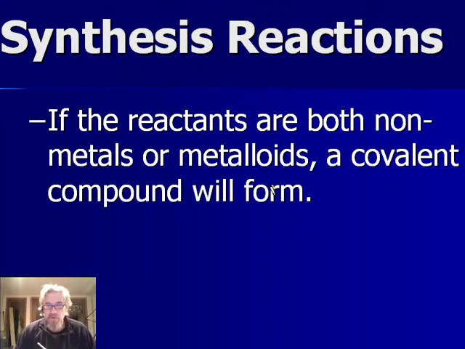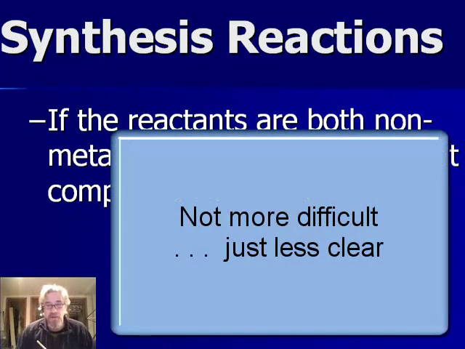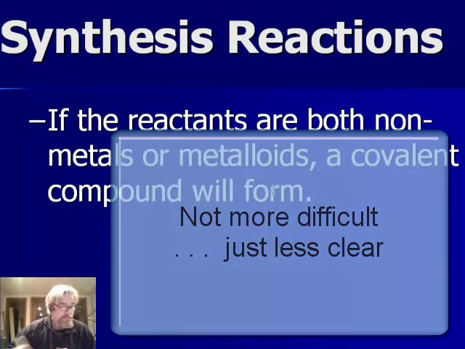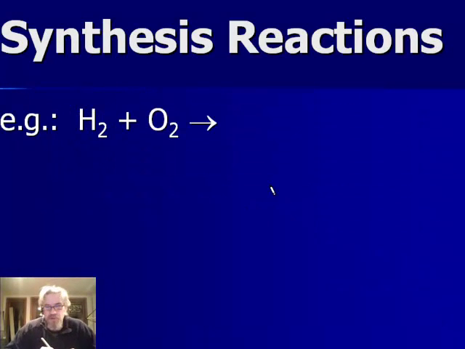Now, if the reactants are both nonmetals, or a nonmetal and a metalloid, or both metalloids, then a molecular compound or a covalent compound will form. And that's going to be quite a bit more difficult to predict the product for. Our knowledge of Lewis structures can give us some clues, though, that might help us to at least eliminate some answers that can't be right, or give us some good hints about the likely products.